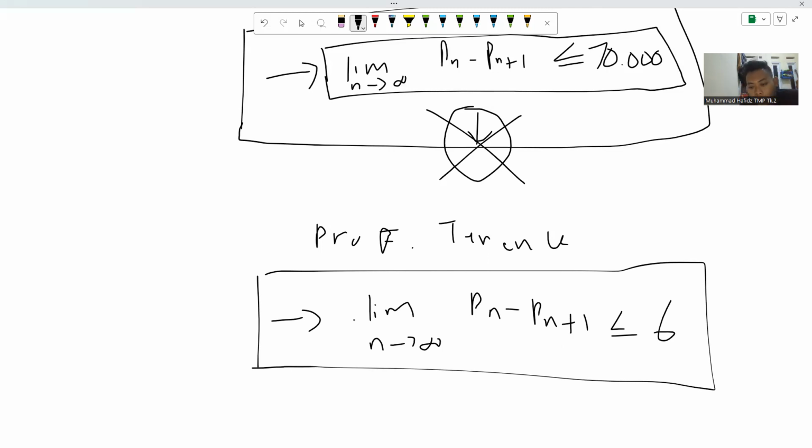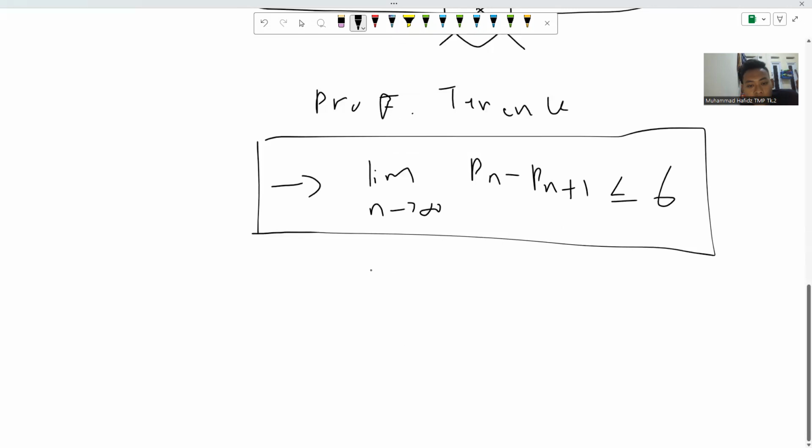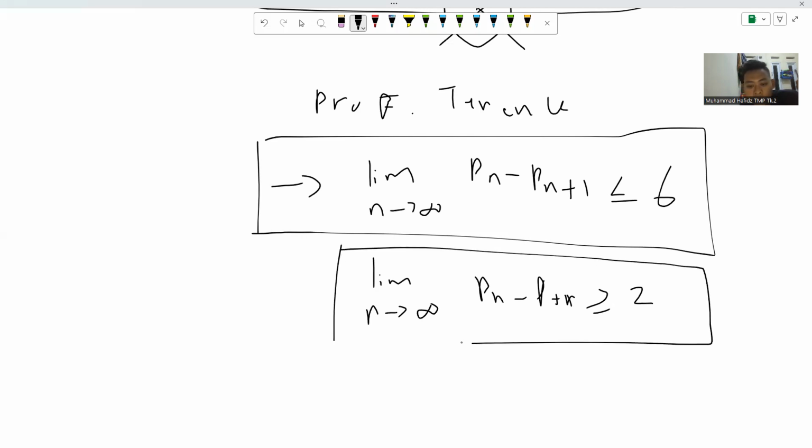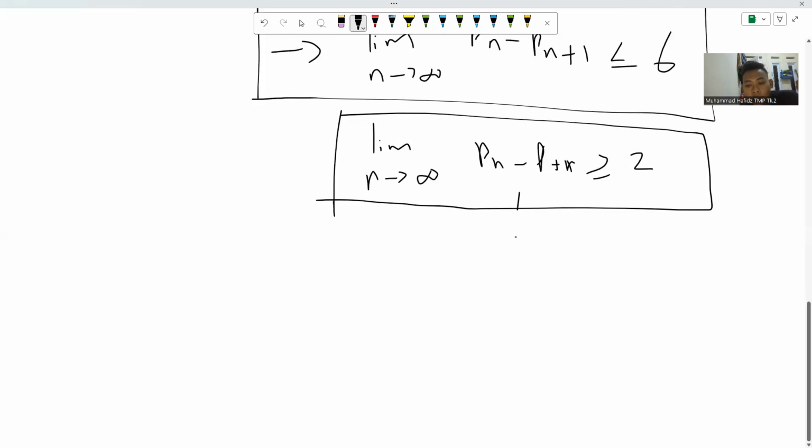But this equation does not prove the twin prime conjecture, not exactly. Why? Because if you want to prove the twin prime conjecture, you must make the equation like this: n to infinity, p_n minus p_{n+1}, not less, sorry, less than or equal to 2. Okay, if you can make this equation, if this formula can be reduced to 2, congratulations, you can prove the twin prime conjecture and you get the $1 million.